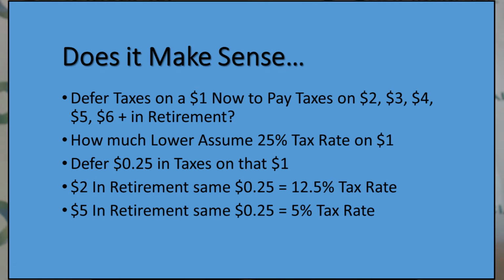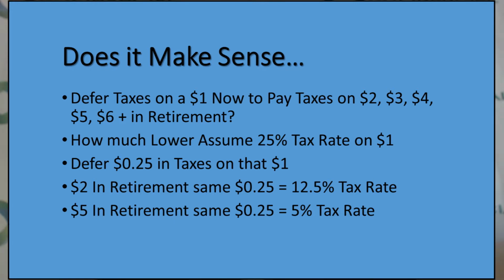So if today's tax rate was 25% on that dollar, you're deferring 25 cents in taxes, right? Say in retirement you had $2. What would the tax rate need to be to pay the same 25 cents? 12.5% tax bracket, right? So it would need to be cut in half. How low would it need to be if that $1 grew to $5? It'd have to be 5%, right?